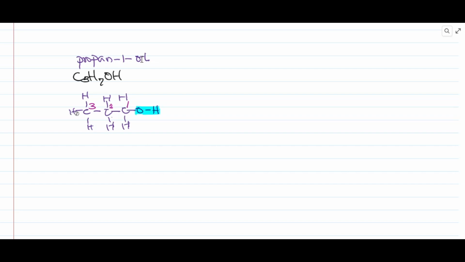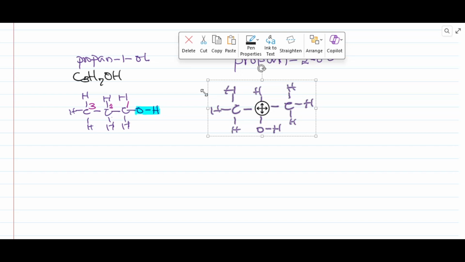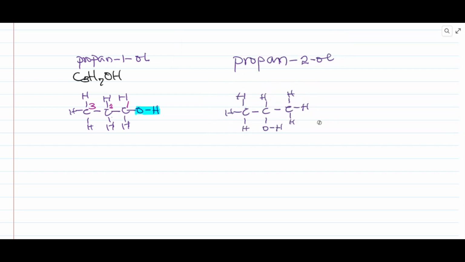So let's look at this. When we change the position of that OH, we have carbon number 1, carbon number 2, carbon number 3, and then we put OH on this carbon number 2, and then we supply all the hydrogen atoms. So this is also propan because there are 3 carbon atoms, but our -ol is now attached to carbon number 2, so it's going to be 2-ol. So if we look at the structural formula, that is the display formula of both of them, they are different because the OH is on carbon number 2 here, but it is on carbon number 1 here.